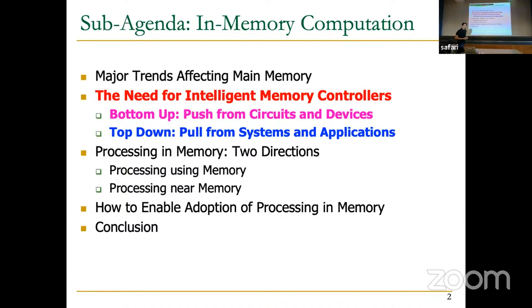We already talked about major trends affecting main memory. That was the lecture last Friday. We talked as well about the need for intelligent memory controllers and what can be achieved by improving scheduling mechanisms and by giving more intelligence to memory controllers. We will mention that again today, and then we are going to talk about the two directions in processing in memory: processing using memory and processing near memory. We are going to describe the current landscape for both. That's what we will do in today's and tomorrow's lectures.